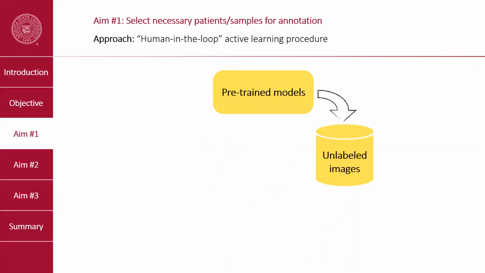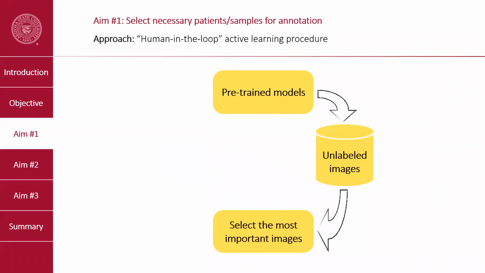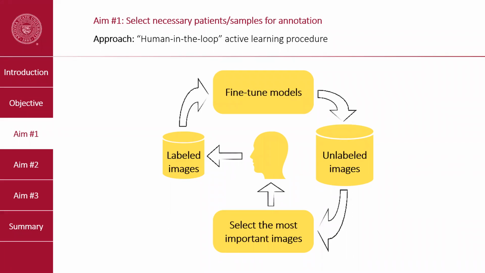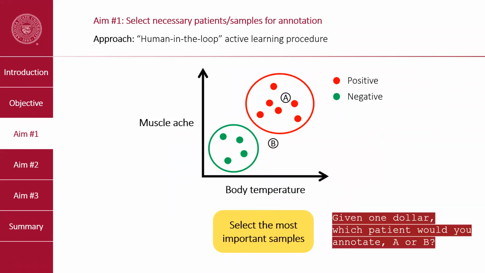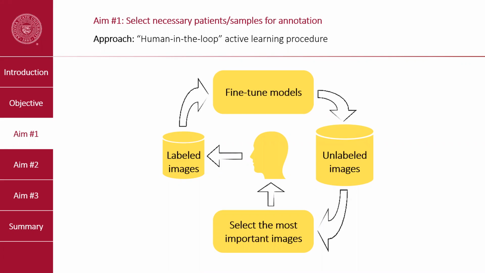Given a pre-trained model, we test it on the unlabeled images and get the predictions. And then select the most important images based on the predictions. We send these images to a human expert for annotation and merge them with labeled images. Using the labeled images, we fine-tune the model again and get the predictions from the new model. And then we select the most important images again for annotation. As you can see, it is a loop. The key challenge in the loop is how to select the most important cases.